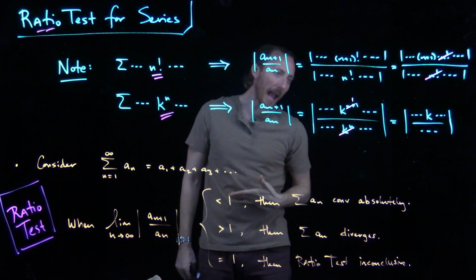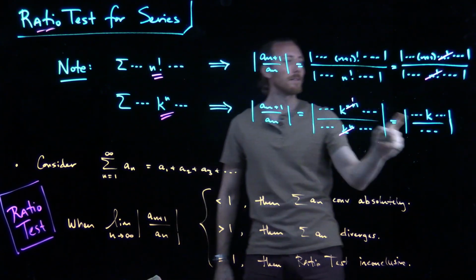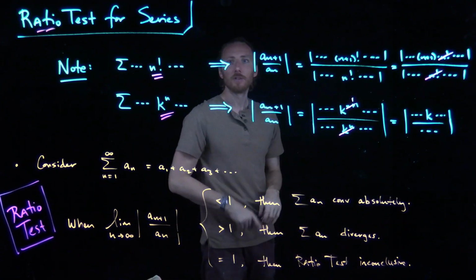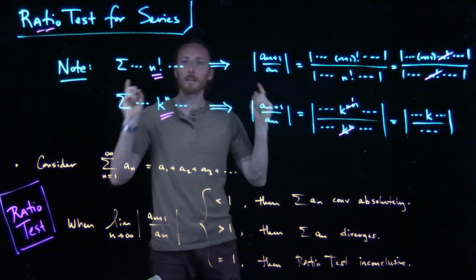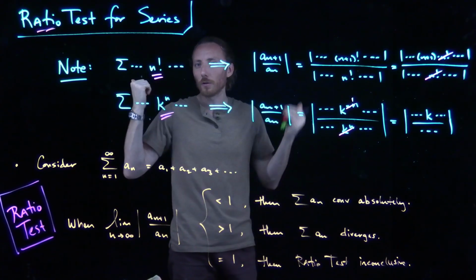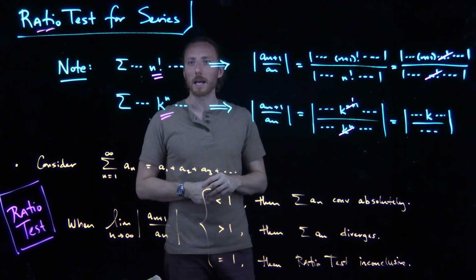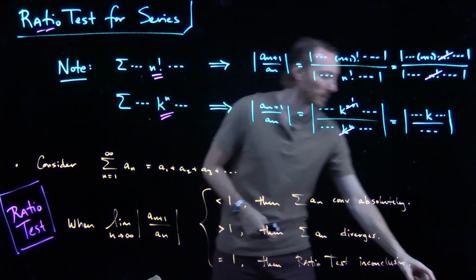Well, hey, the n factors of k downstairs will cancel with n of the factors upstairs, leaving just one k upstairs. So k to the n's work really nicely with the ratio test. And when I scrub the slate clean and show us a few examples, you'll see all the examples I'll show will involve factorials and exponentials because those are expressions that work really nicely with the ratio test.